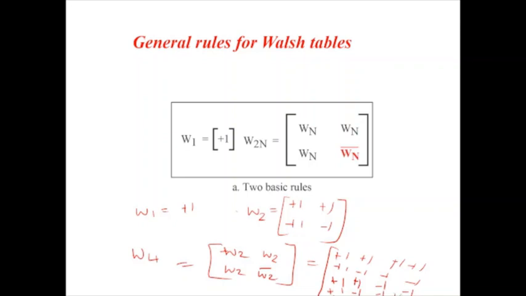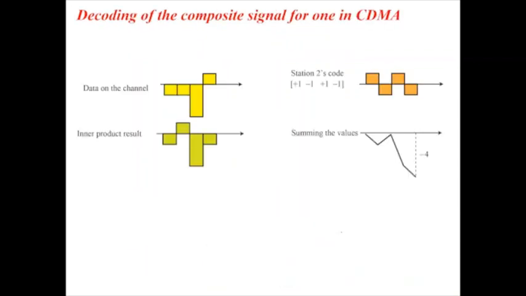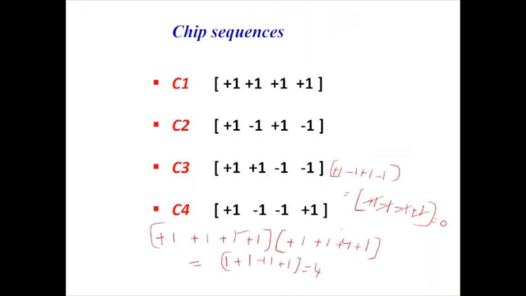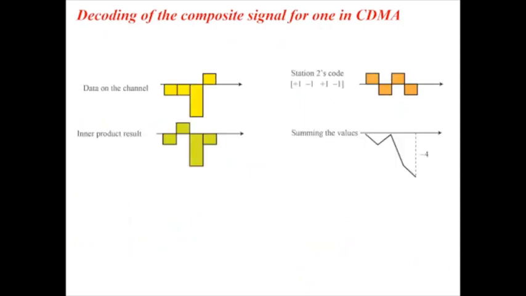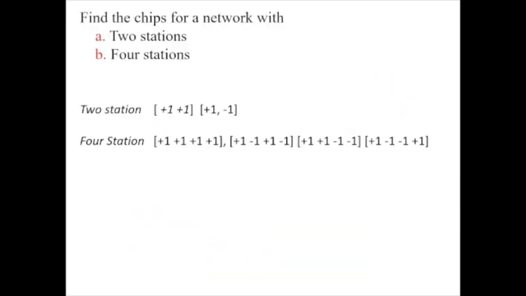Then the chip sequences, which we showed in the beginning, are +1, +1, +1, +1; +1, -1, +1, -1; +1, +1, -1, -1; +1, -1, -1, +1. These are the 4 chip sequences which we have shown in this discussion, obtained with the help of the Walsh table. I hope it is clear. Like this, it is possible to create chip sequences for any number of stations.